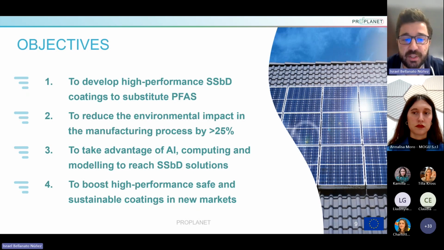We also want to take advantage of artificial intelligence, computing, and modeling to reach safe and sustainable by design solutions, as I said, with the PROPLANET tool. And we also want to boost high performance, safe and sustainable coatings in new markets.